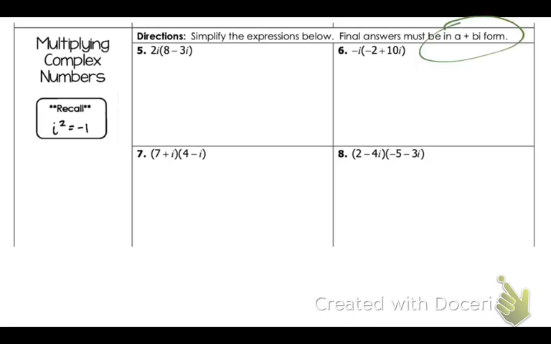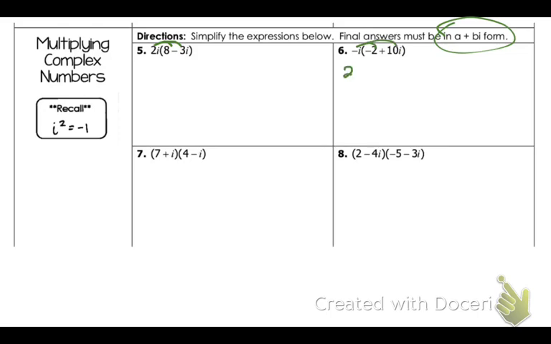We have that there. So I'm going to go ahead and do 6 with you. Okay. Number 5, you have 2i, you're going to distribute that to the 8 and the negative 3. But I'm going to go ahead and do 6. So on the 6 outside, I have a negative i. So I'm going to actually distribute that negative i to everything inside of the parentheses.